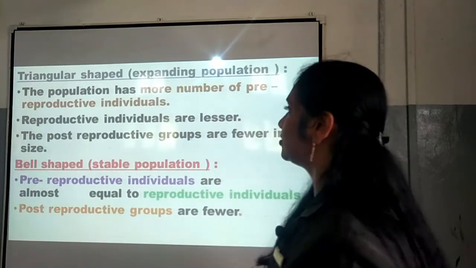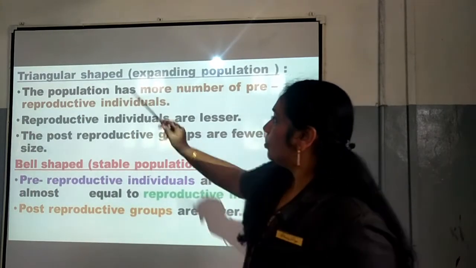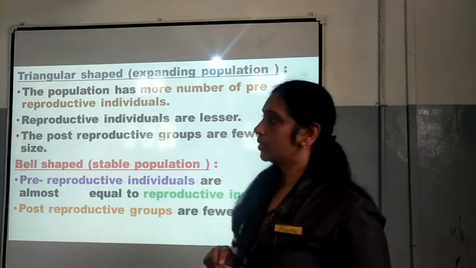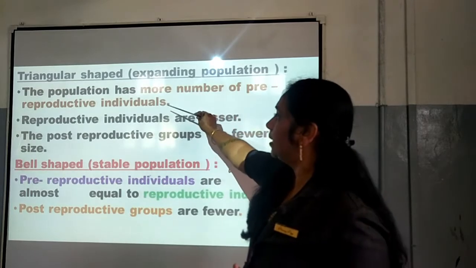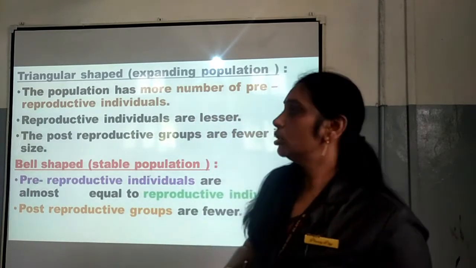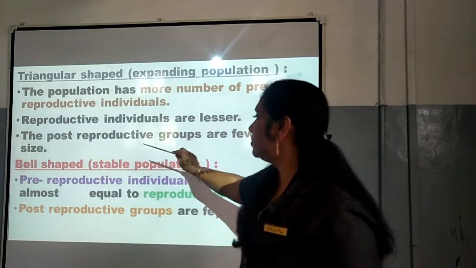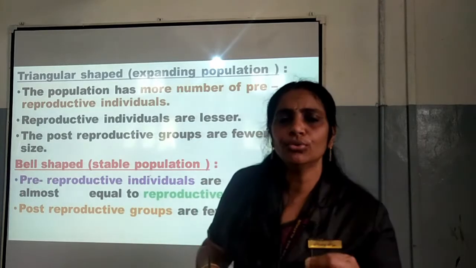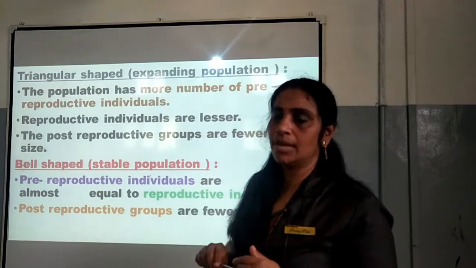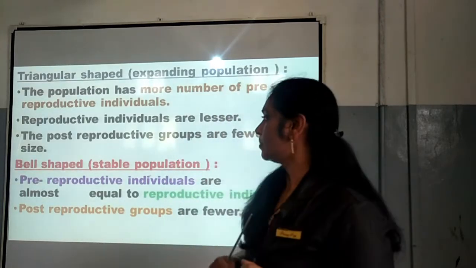The first one is triangular shaped or expanding population. The population has more pre-reproductive individuals. In the expanding population, the younger population will be more, reproductive individuals will be lesser, and the post-reproductive groups will be very few in size. So, that is related to the triangular shaped or expanding population. The shape will go in a triangle way.